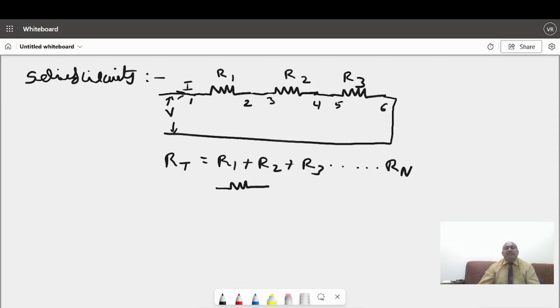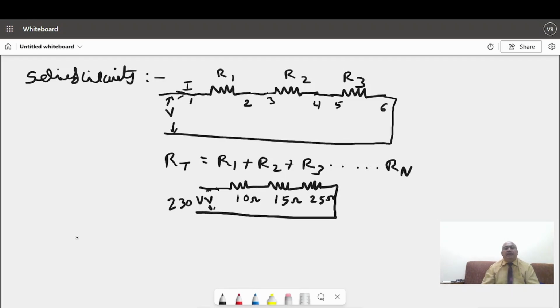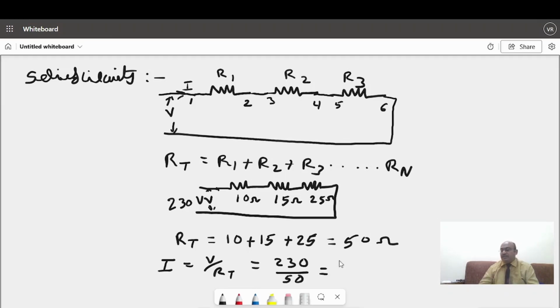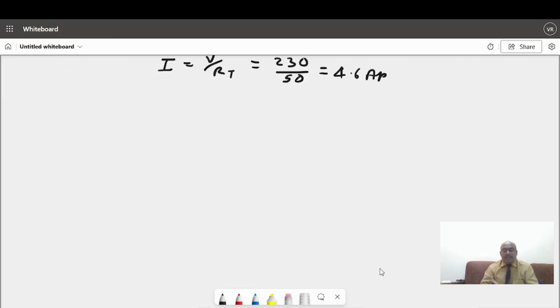For example, for series resistors with a voltage V of 30 volts applied here, say the resistors are 10 ohm, 15 ohm, 25 ohm. According to our formula, RT is equal to 10 plus 15 plus 25, which is 50 ohm. To calculate the current I, it is V by RT, so that is 230 divided by 50, 4.6. We give the answer like that, 4.6. This is the calculation of series resistance with calculation of current.